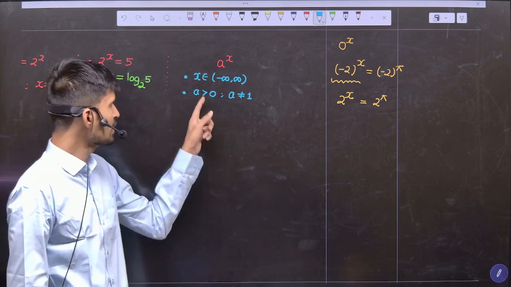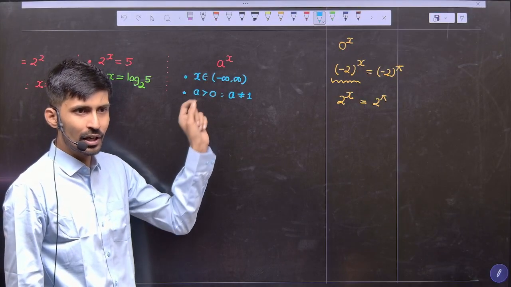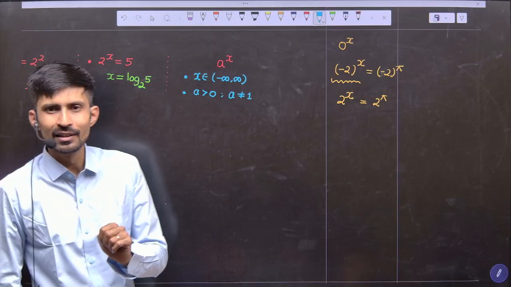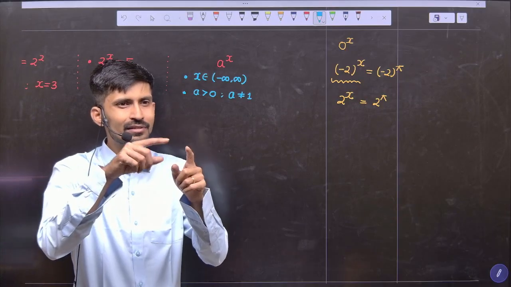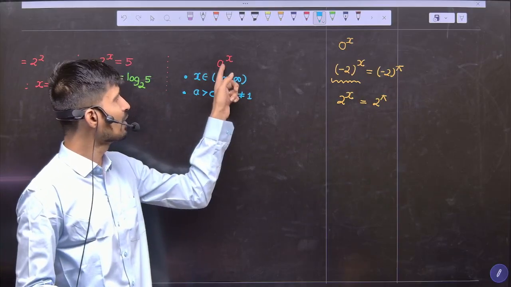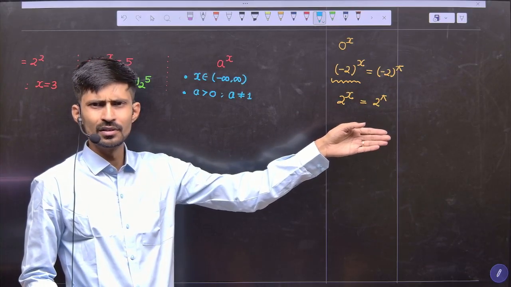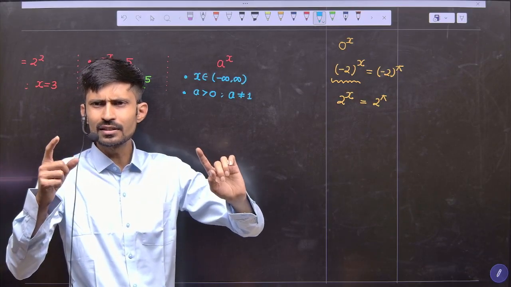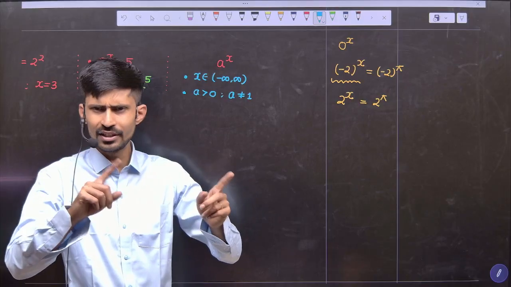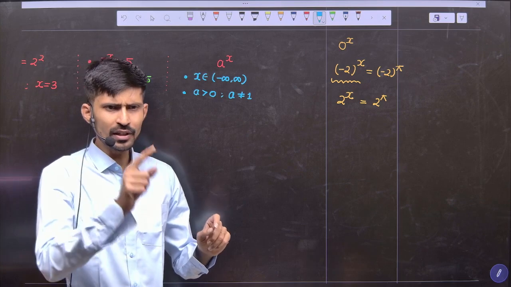Now, it means A will be positive. You understand why we are putting the condition that A should be positive? Now, one more condition is that A cannot be 1. Why? If A is 1, then that system will become constant. When A is 1, 1 raised to x, it will become 1. So 1 and 2 raised to x, both are looking very different or not? Very different.